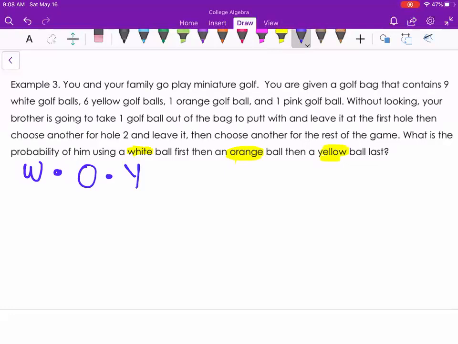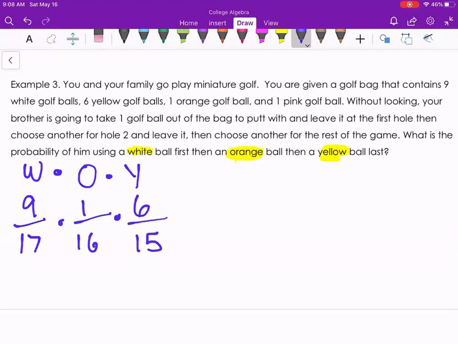Let's see what happens. There are 17 total balls here, and there were 9 whites out of the 17 total. For orange, there's only one orange, but now my total is at 16, because remember, he left a ball at the first hole. Let's do our last one. The yellow, there are 6 of them. And after the second round, he leaves that one, so now we're down to 15. So 3 different totals for all of these.